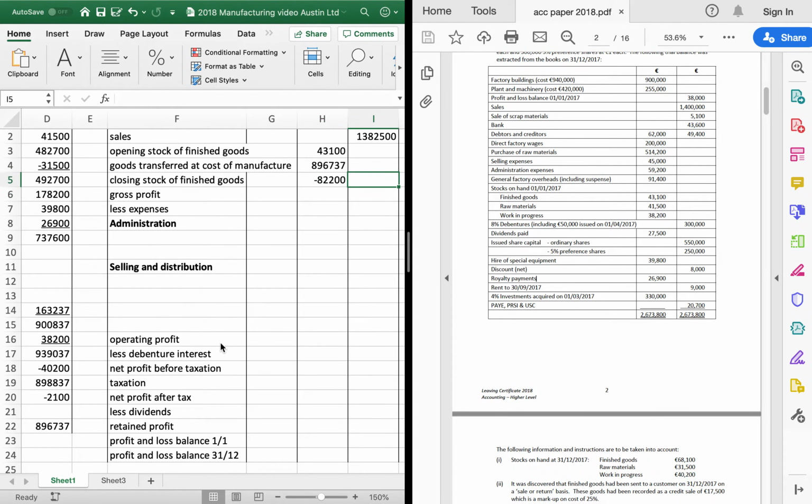So usual thing, opening stock plus purchases minus closing stock, and then take your answer away. And that gives you 524,763. 863 there, so 896,737. Yeah. Okay. All right.